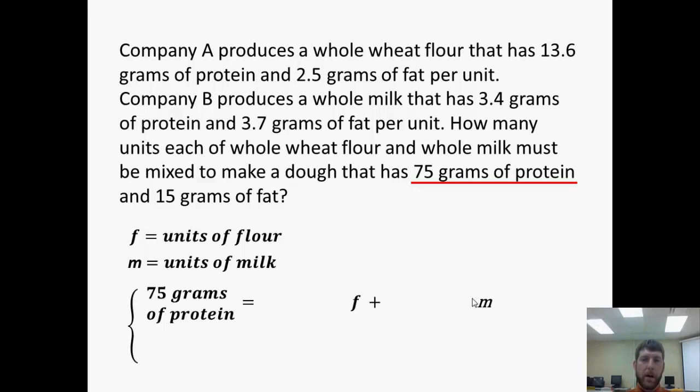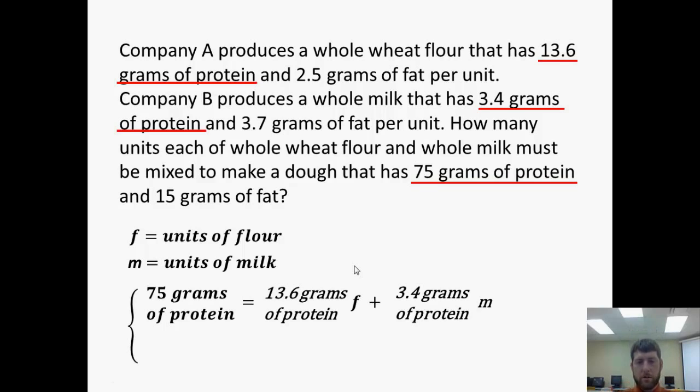So I go back to my problem and look for grams of protein, and I see it in two different places. 13.6 grams of protein per unit, 3.4 grams of protein per unit of milk. So the 13.6 is our protein for our flour, 3.4 is our protein for our milk, so we put them with what they go with. 13.6 grams of protein for flour, 3.4 grams of protein with milk. Protein plus protein equals protein.